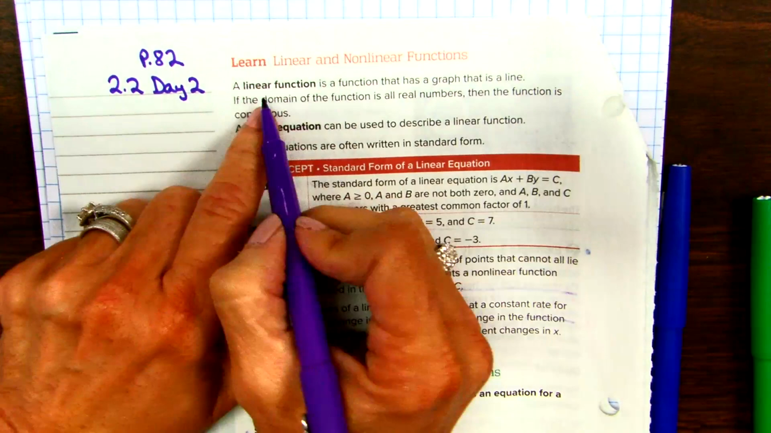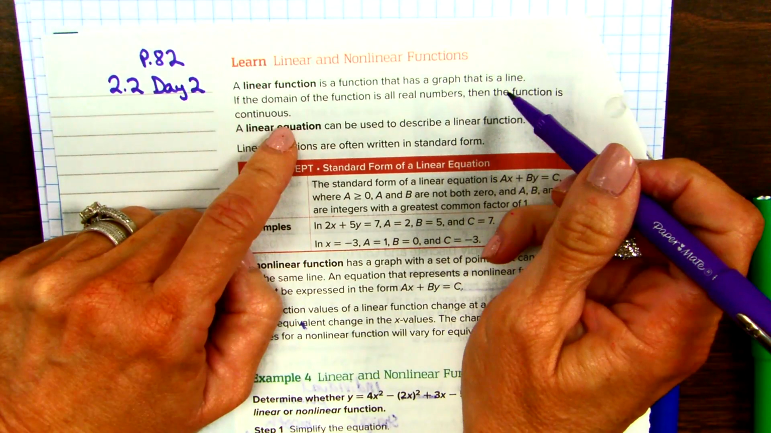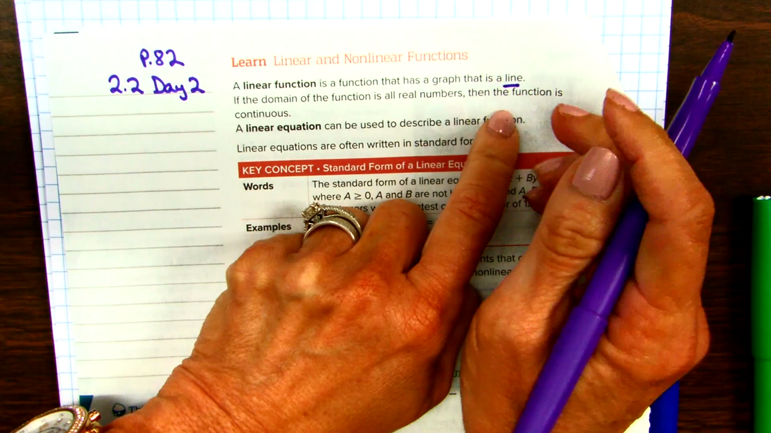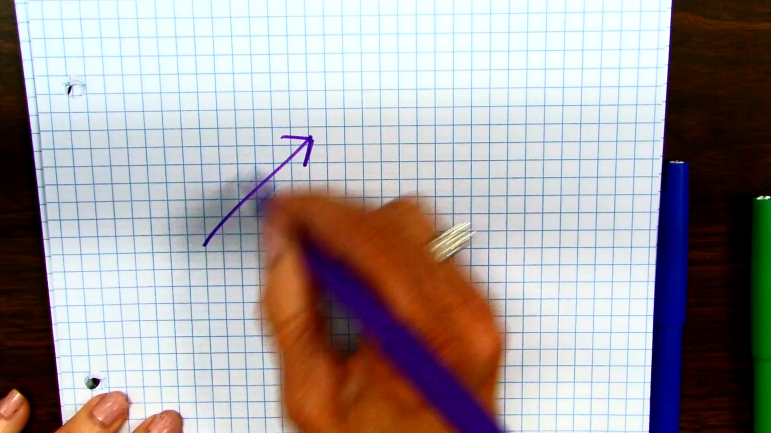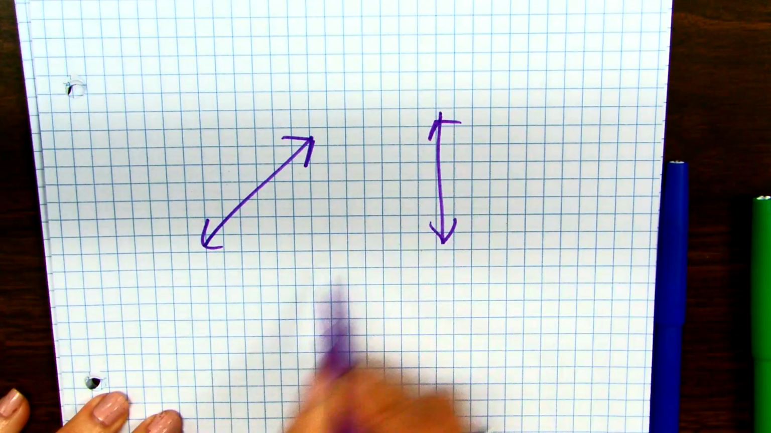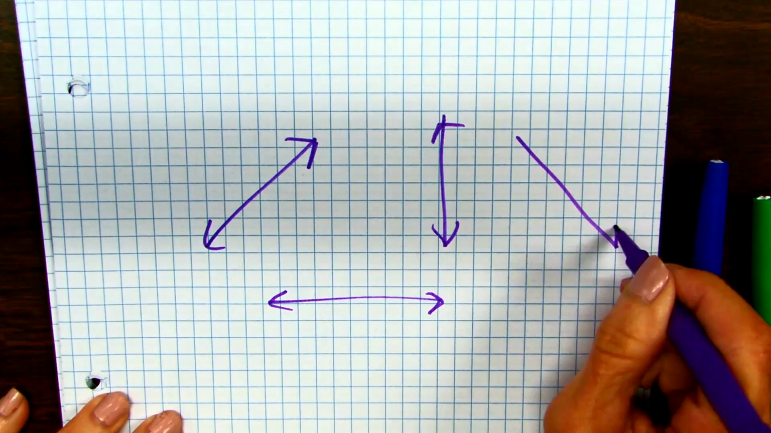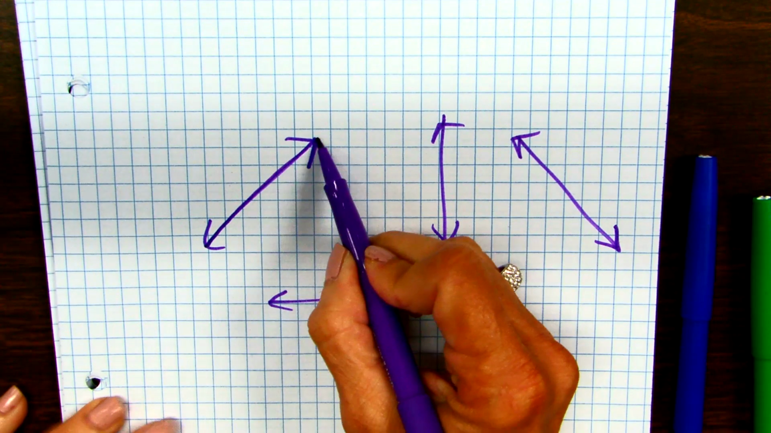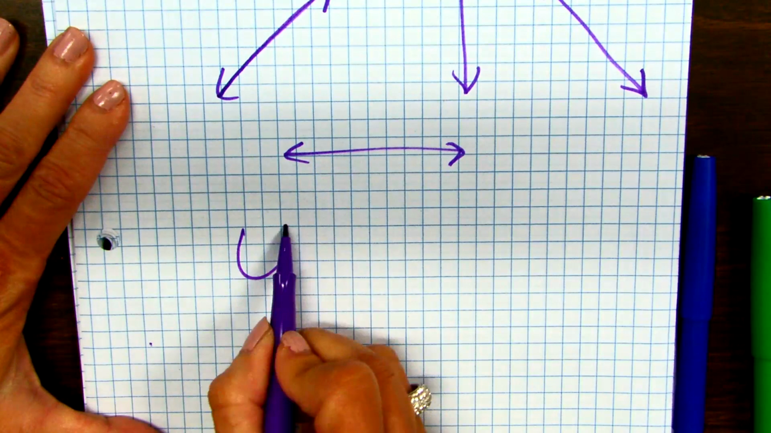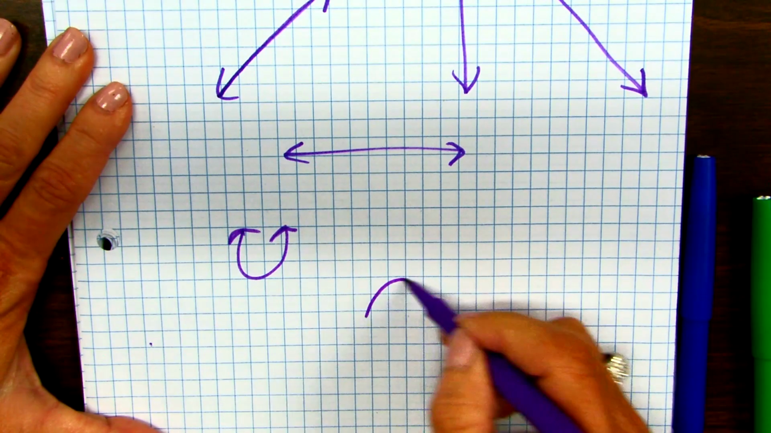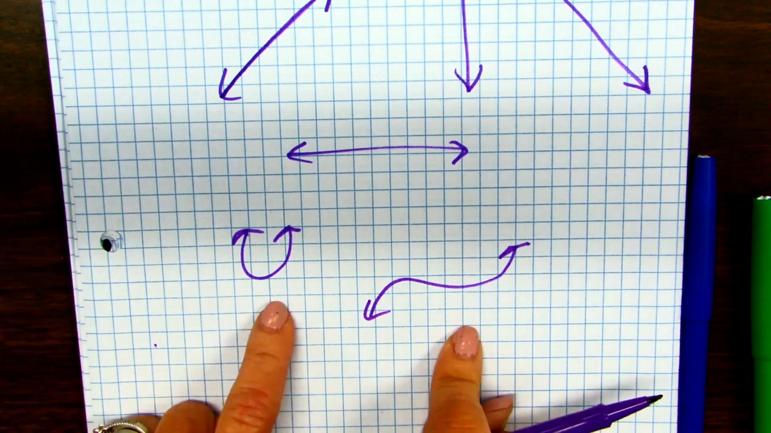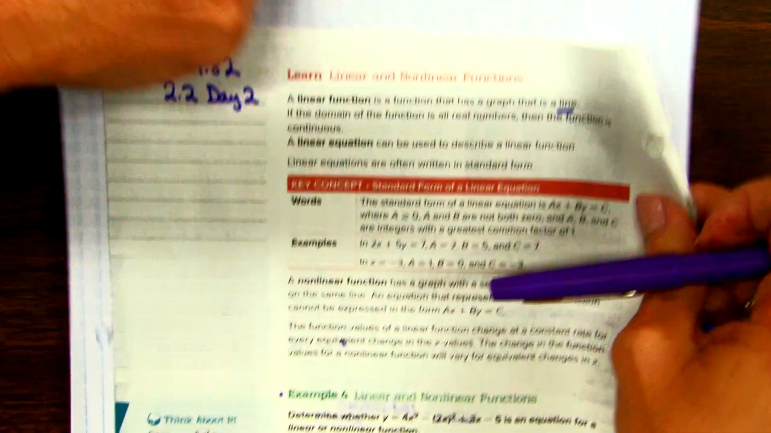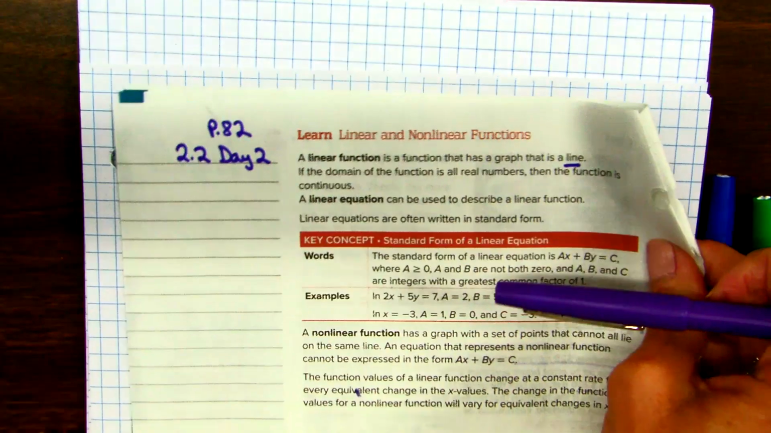Okay. A linear function is a function that has a graph that's a line. A linear function makes a line, okay? You don't have to write this. This is a line. This is a line. This is a line. It's continuous, and all the points are lined up like a line, okay? This is not a line. This is not a line. They're continuous, but they're not lines, okay? So lines are created from linear, so linear functions make a line.